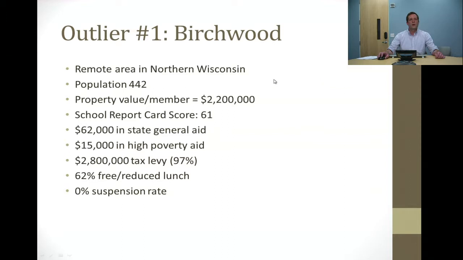Birchwood Public Schools. It's a remote area in northern Wisconsin. The town has a population of 442. Their property value per member is $2,200,000, which was the second highest on my list of schools. Their school report card score was 61, which means that they met few expectations. You'll notice that they received only $62,000 in state general aid. They also qualified for $15,000 in high poverty aid. Their tax levy was $2.8 million, which accounted for 97% of the school's revenues.